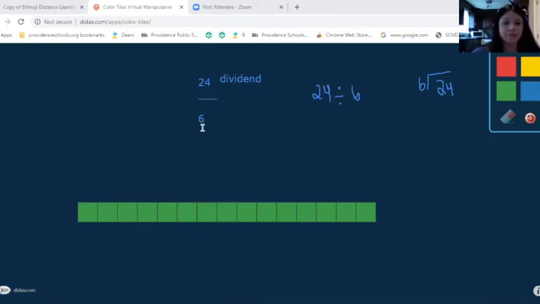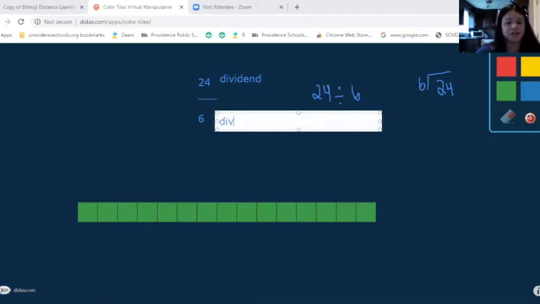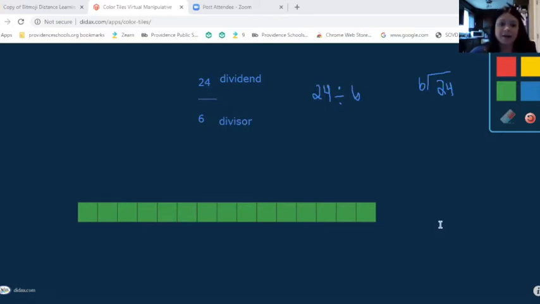My bottom number, which is my second number in a division sentence, and which is my number that goes on the outside of a division box, is called my divisor. That is what I'm going to be dividing by. Now, what I want to find is my quotient. I want to find the answer.